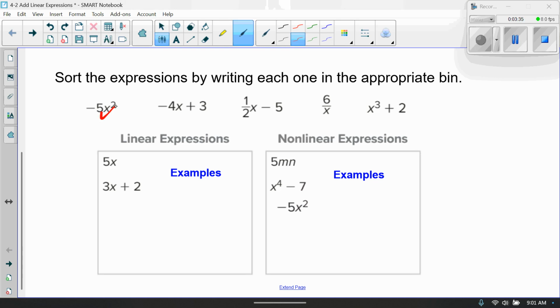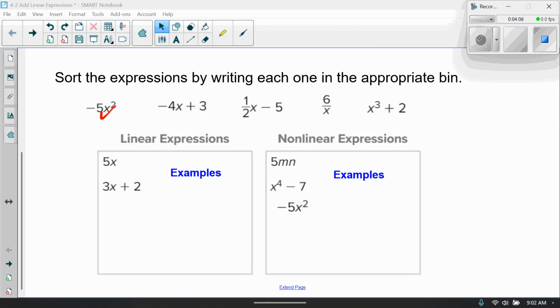Now we have negative 4x plus 3. Well, again, we've got a constant multiplied by a variable, so that's a product of a constant and a variable. The exponent for the x is 1, and we're adding that to a constant. So this one is a linear expression. So this one goes in the linear expressions box, and that one's done.